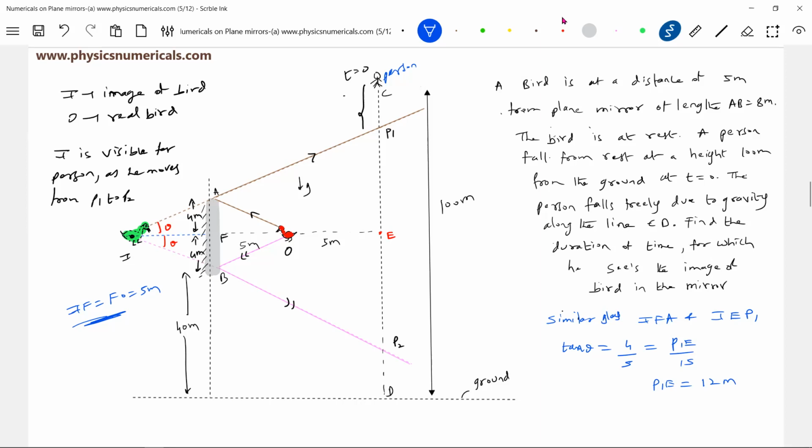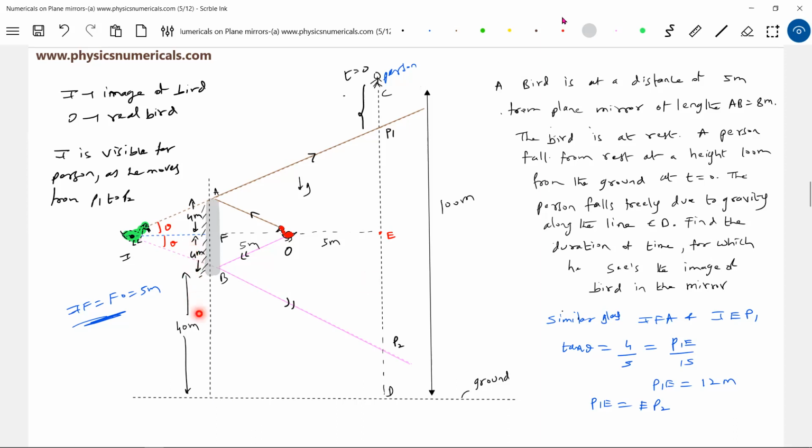Similarly, what is EP2? EP2 should also be equal to 12 meter. So P1E must be equal to EP2 from similar triangles. What is the total height we have? This height is what he has given as 40 meter. So this total height is 44 meter.